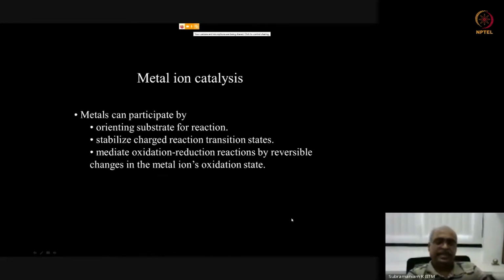So the last one is metal ion catalysis. Here metals bound to the enzyme active site participate in catalysis. Through their charge, they could interact strongly in an electrostatic manner with the substrate such that the substrate is specifically oriented for the reaction. And again, by virtue of the charge on them, they could stabilize a charged reaction intermediate. Sometimes these metal ions do a lot better than the amino acid side chain simply because the charge on them is higher, and due to that they can stabilize the transition state better.